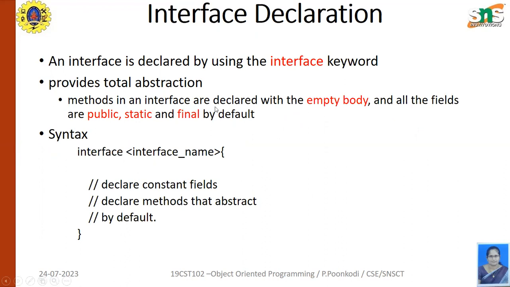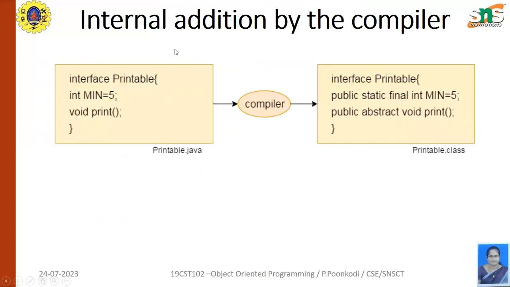The methods in the interface are declared with an empty body alone. While we are going with the methods, the compiler will substitute the keywords public, static, and final by default. Then we give the interface name, and we can also give some constant fields and methods with default values. This is the internal addition, how it is converted. Already we said public, static, final will be substituted.